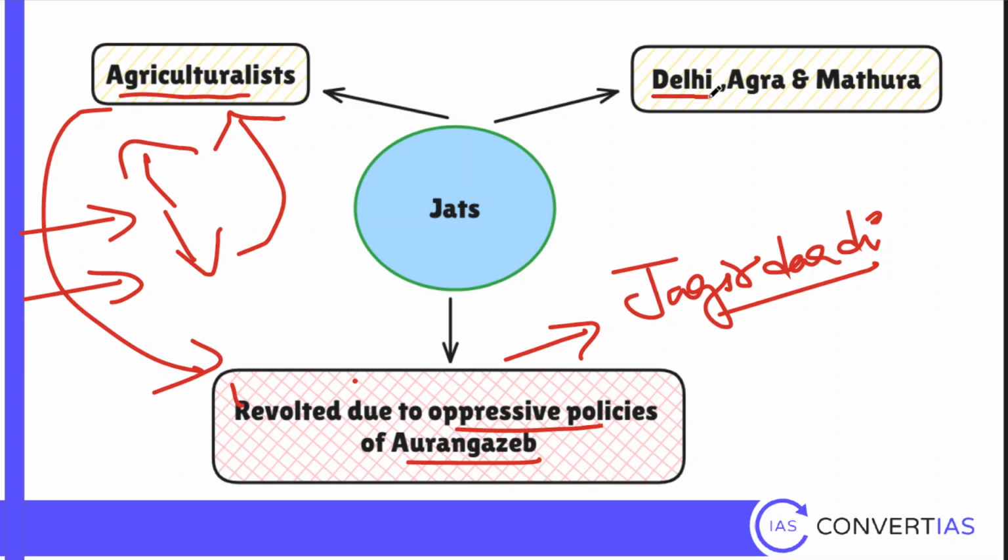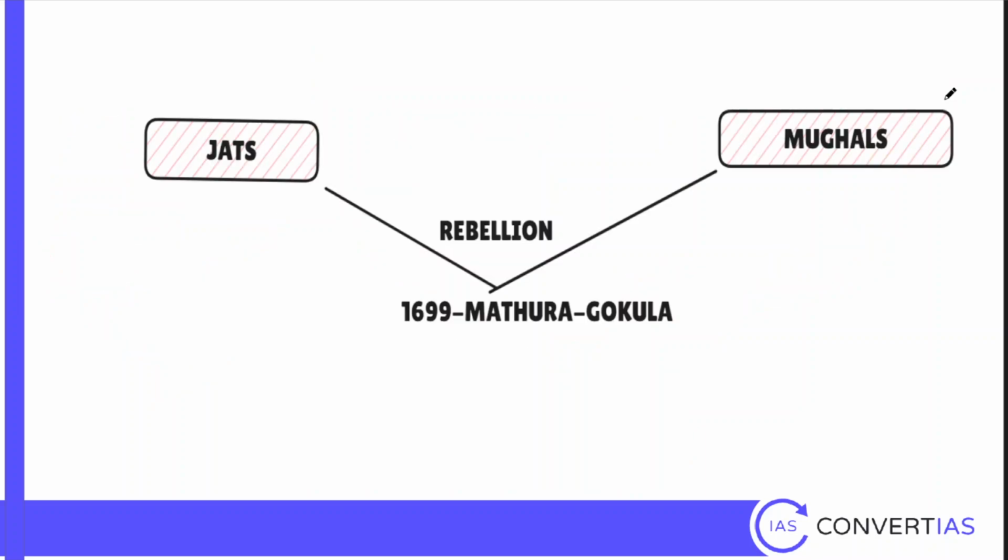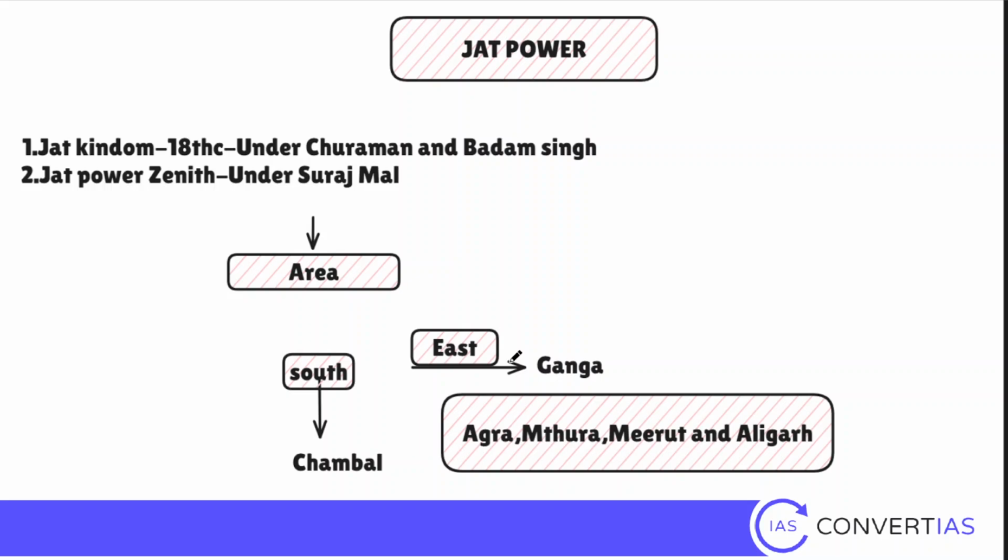They were concentrated in Delhi, Agra and Mathura. Now you see this. The first major rebellion, this is one year and one event that you have to remember, this is in 1699. It took place in Mathura, and the person who led it was named Gokula. Now it is one rebellion, just one rebellion, remember that. After that, Jats became a proper kingdom in the 18th century when the Mughal power declined after the death of Aurangzeb. They became a proper kingdom.